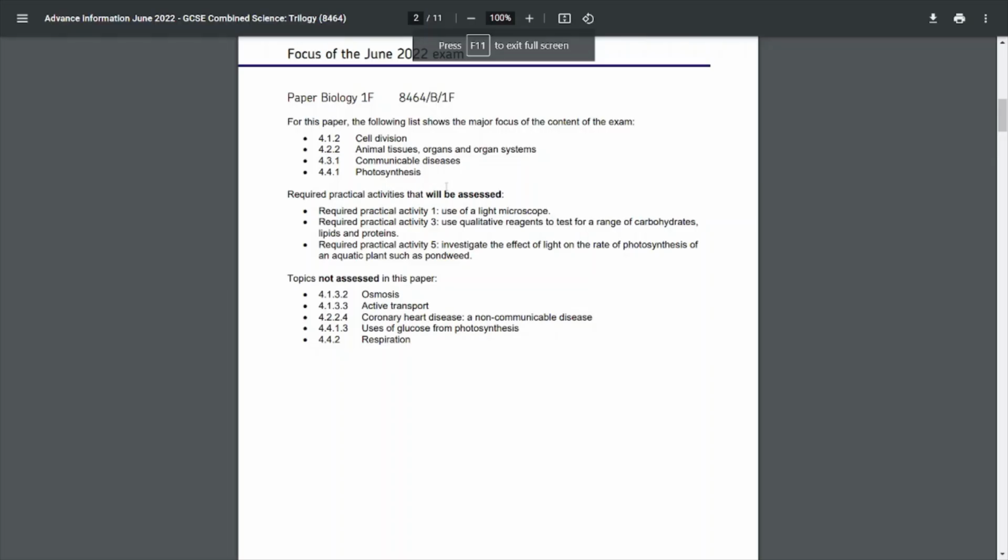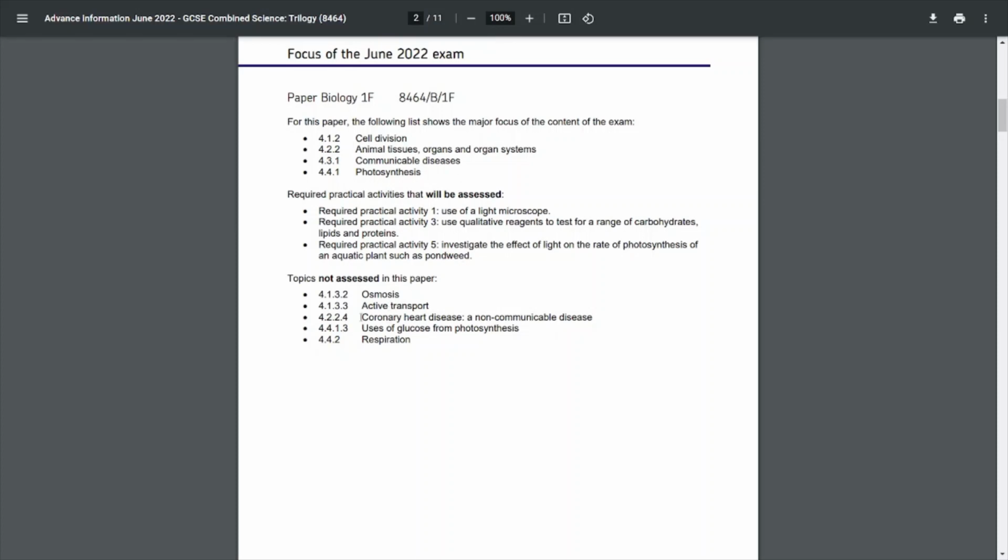We're going to go right over to the advanced information. So, first up, Combined Science Foundation 4.2.2, Animal Tissues, Organs and Organ Systems. This is going to be in everyone's exam, by the way. That's definitely coming up. So is the food tests required practical. That's also coming up in everyone's exam.